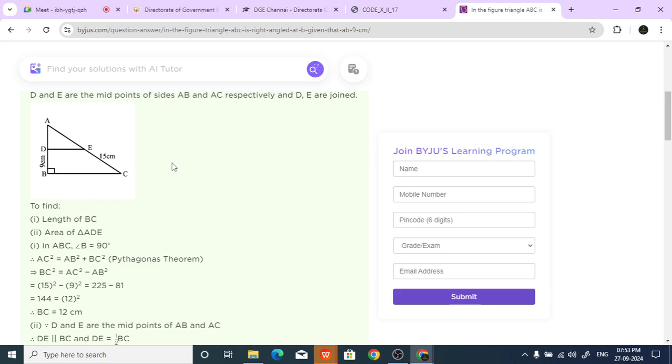Here the only catch which you may not know: if you take a triangle, if you take the midpoints of two sides and join them by a line, that line will be half of the third side. Here the line DE is equal to half of BC. BC we can find, and half of BC equals DE, and they want the area of ADE. Srinidhi, are you with us? Are you able to understand?